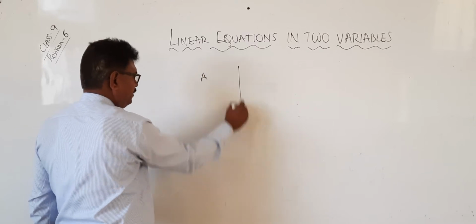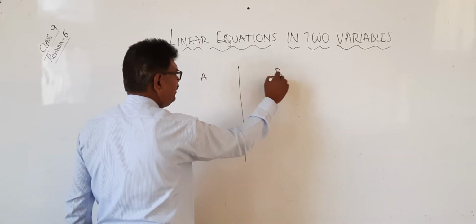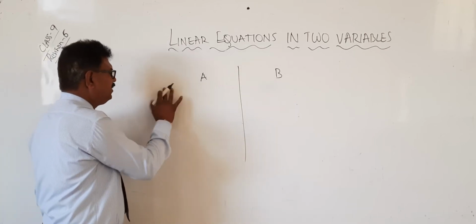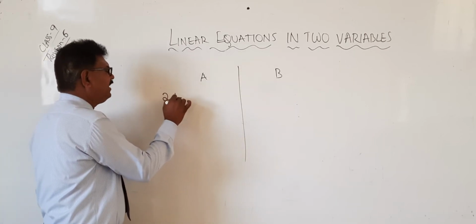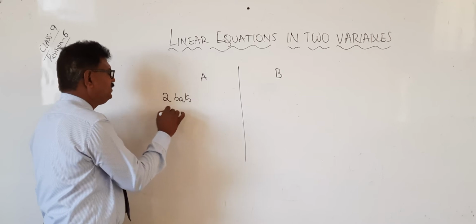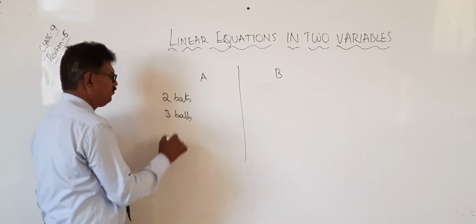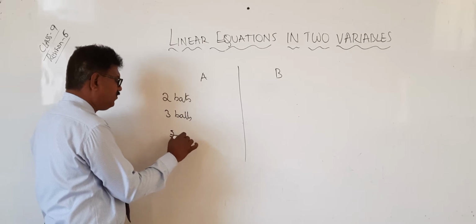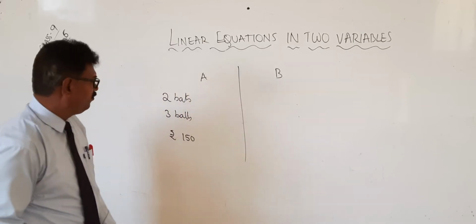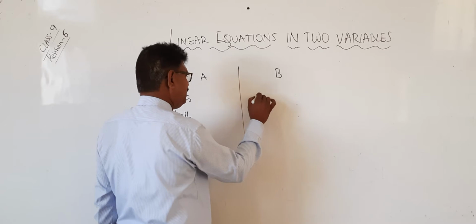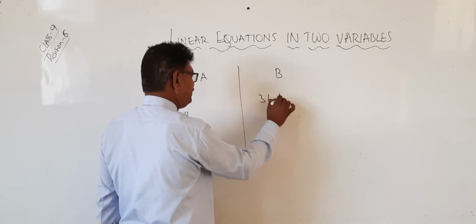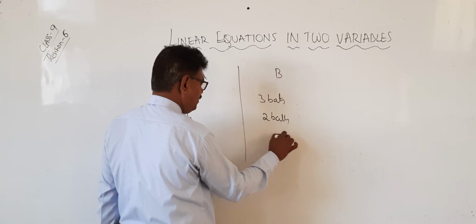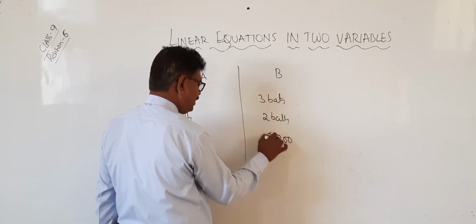Here, A person, one more B person. A purchased 2 bats, 3 balls for rupees 150. B purchased 3 bats and 2 balls for rupees 200.